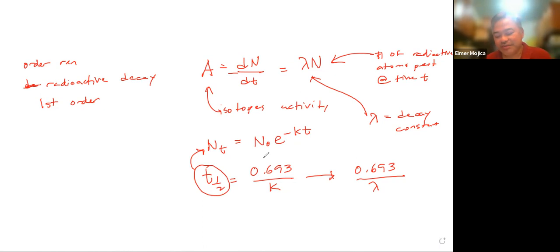So pag sinabi niyang 50% ng radioactive atom mo remain after 1 half-life, then 25% remain after 2 half-lives, and then 12.5%. Ang tanong nga, nauubos ba yung radioactive material after several half-lives? What is your answer to that?